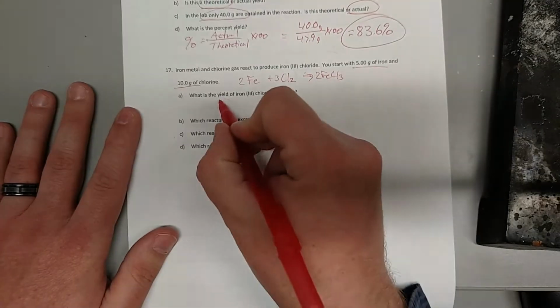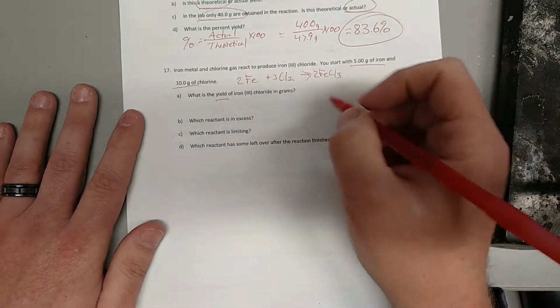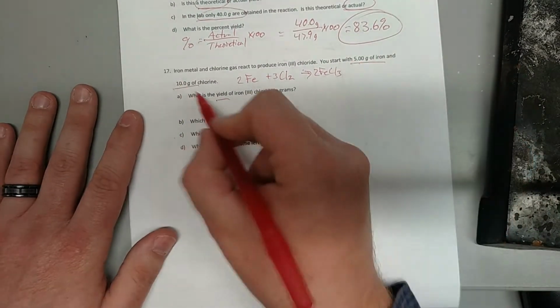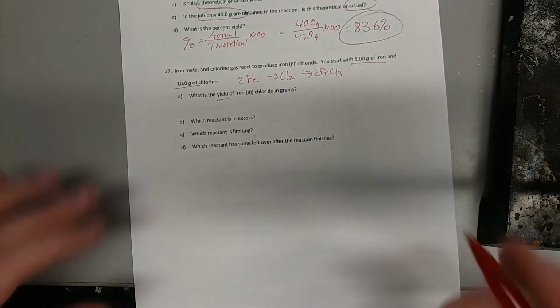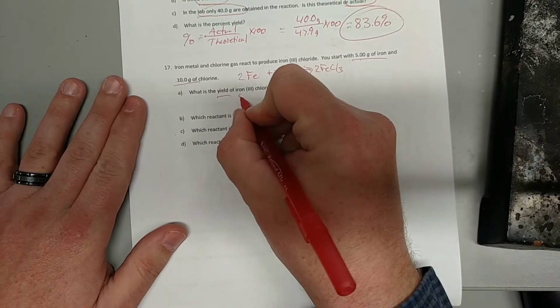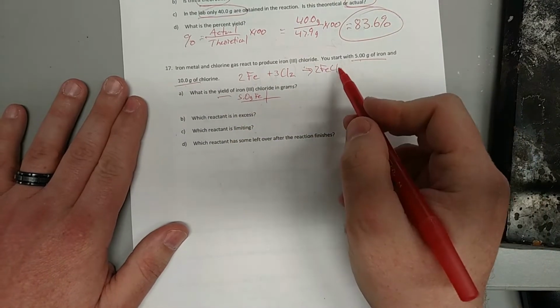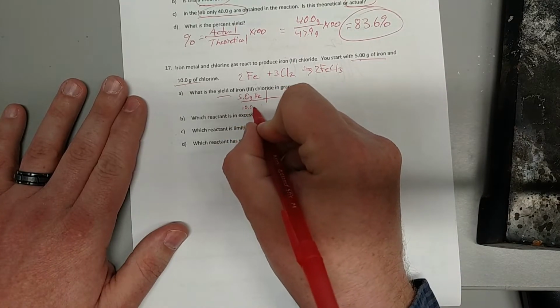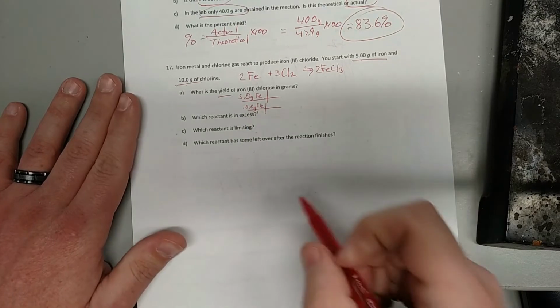We need to figure out the yield of the iron 3 chloride. So we have 2 masses though. So what do we do? Well, we're just going to do this same mass-to-mass problem twice. So we have 5.0 grams of iron, and we're going to turn that into iron chloride. And we have 10.0 grams of chlorine, and we're going to turn that into iron 3 chloride.